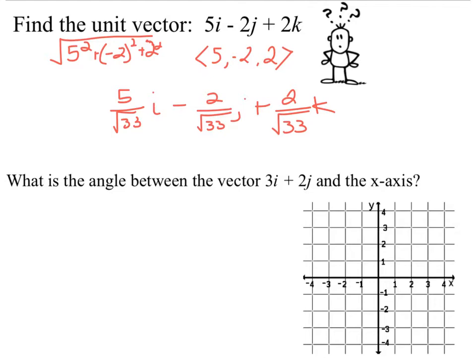Now, what's the angle between the vector 3i and 2j, and the x-axis? Let me first of all draw that. So it's got an x component of 3 and a y component of 2. So it looks something like this. Okay, and I'm looking for this angle.